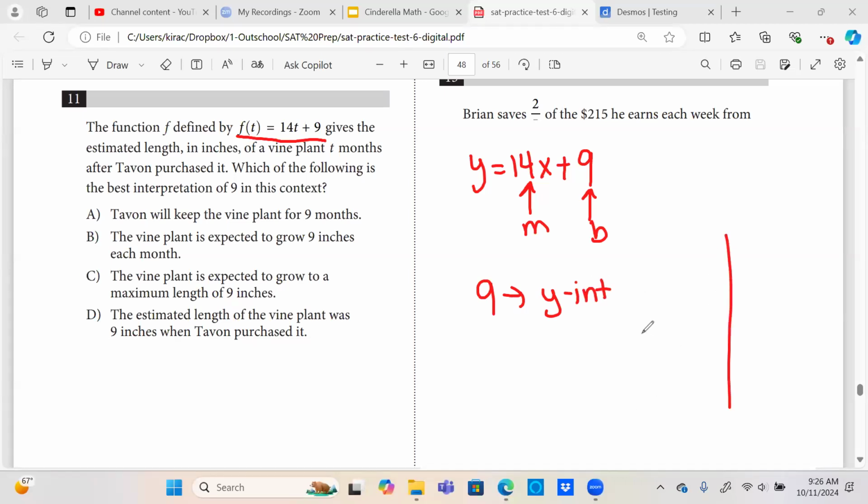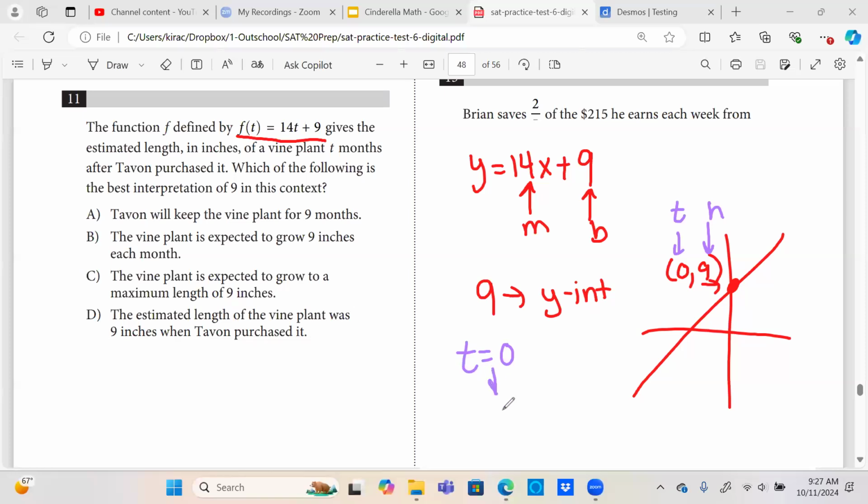And if you think of it in the graph context, that means we're going to start the graph right there at 9. So that point is (0, 9). Now back to the actual plant context. If the x or t is 0, that means time is 0. This is the height in inches of the plant. So at time 0, the plant was 9 inches tall. That's when you first bought it or you first planted it.